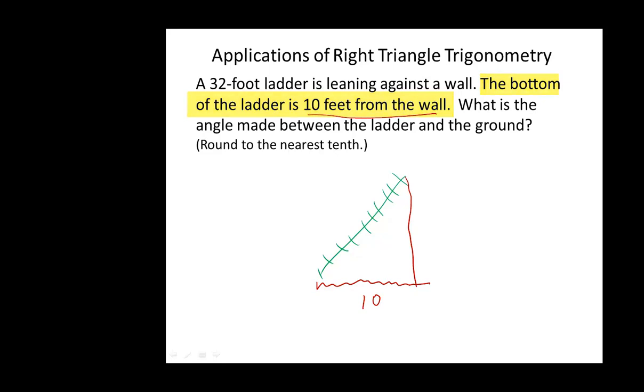What else did they give us here? They said the ladder is 32 feet, so this is 32. So we know the length of the ladder, we know how far away from the wall it is. Of course, this is a little right angle here. And what are they asking us for here? They're asking for the angle between the ladder and the ground. Do you see where that is? This is the angle that we're looking for.